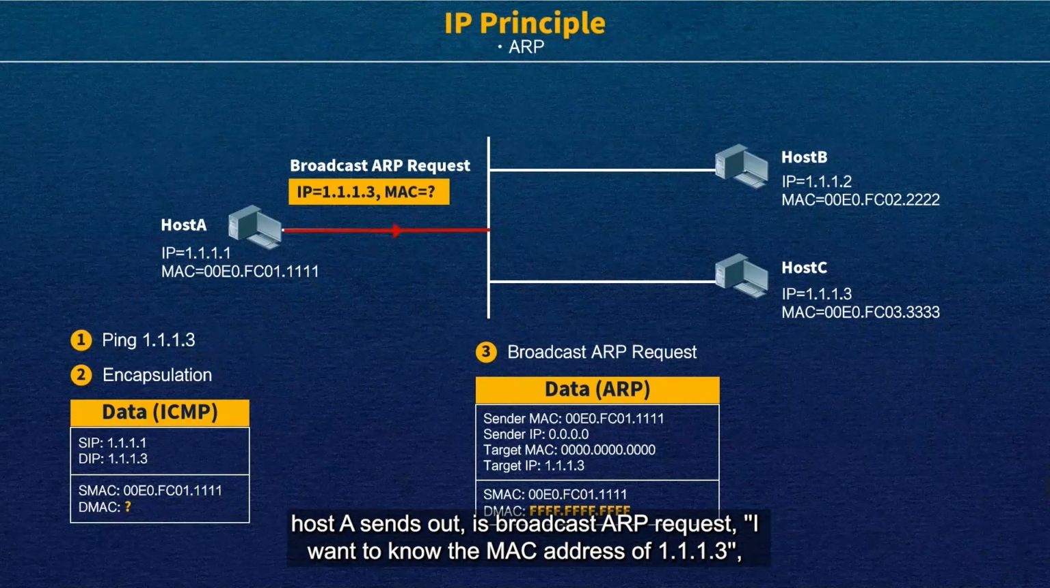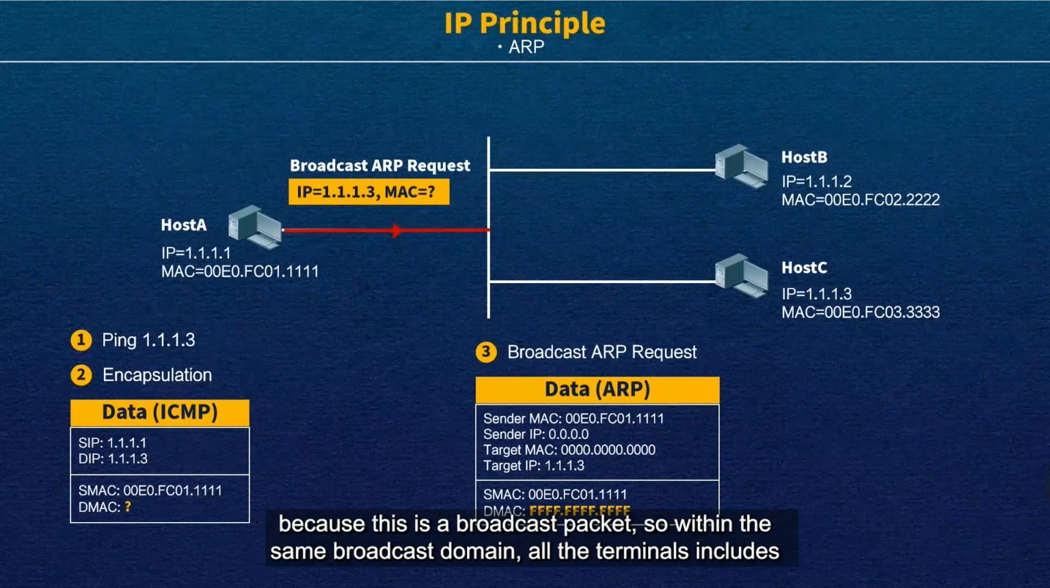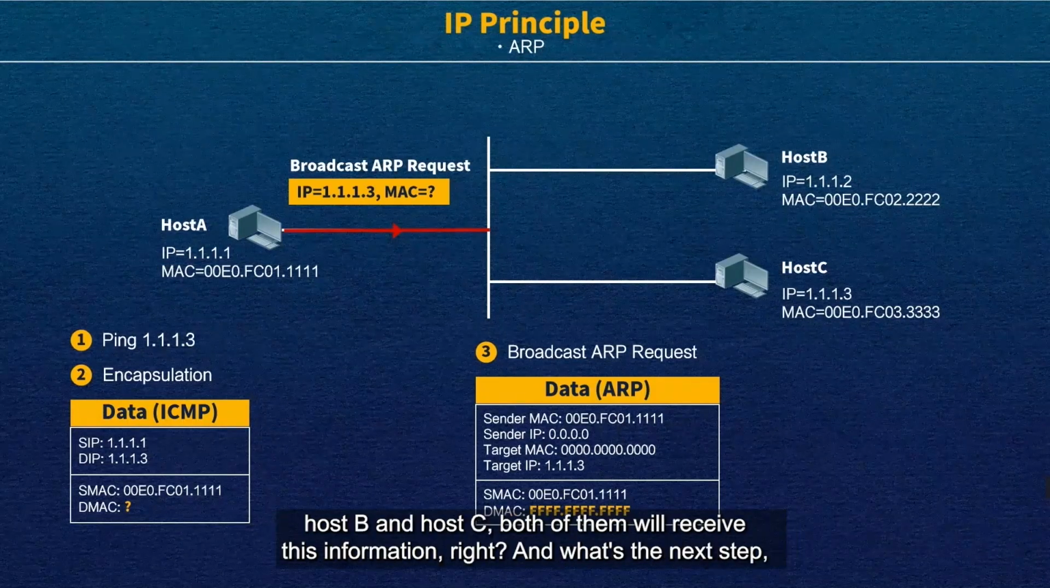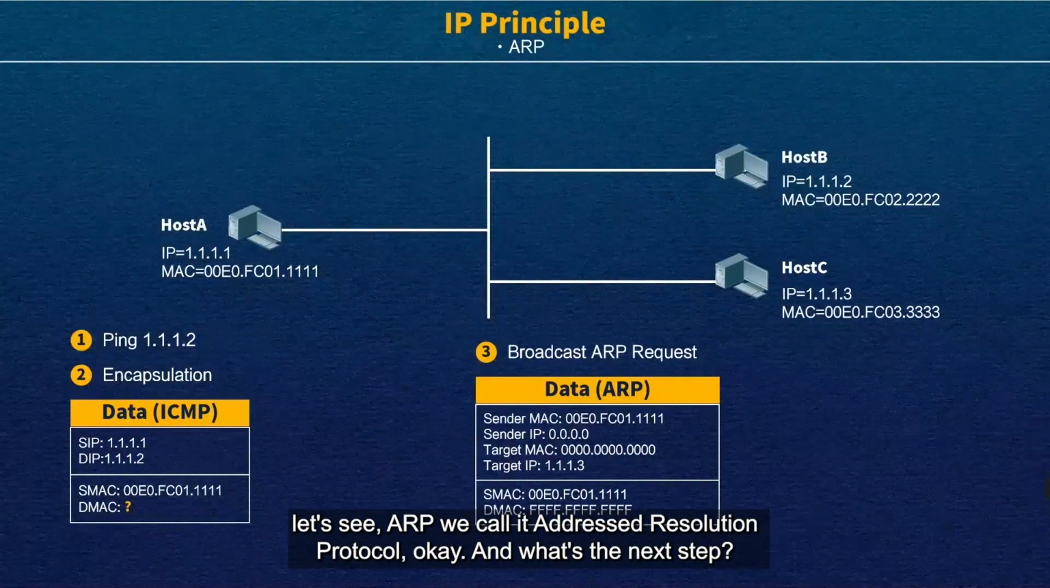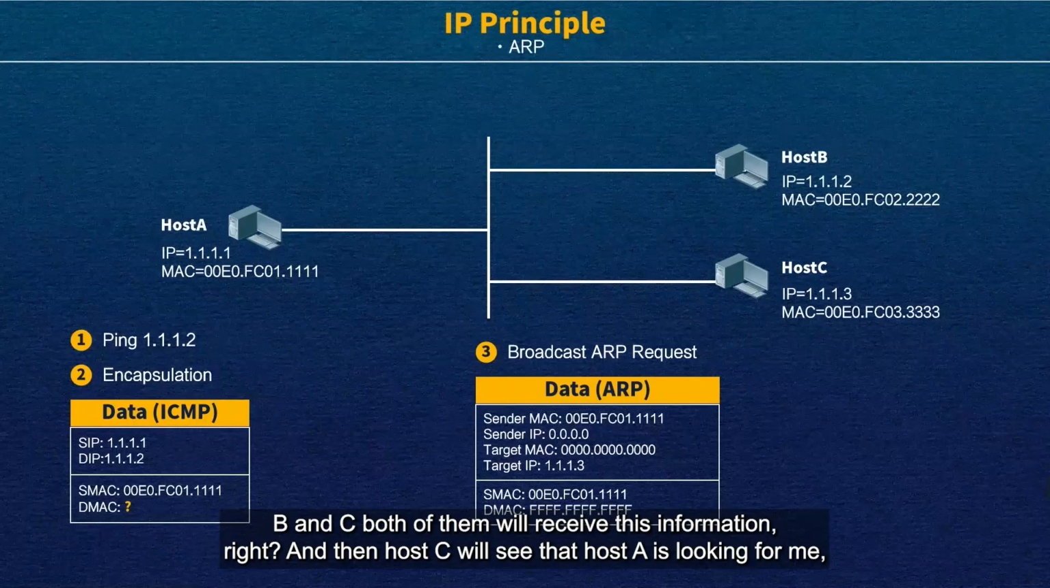I want to know the MAC address of 1.1.1.3. Because this is a broadcast packet, within the same broadcast domain, all the terminals, including host B and host C, will receive this information, right? And what's the next step? ARP is called the Address Resolution Protocol. Okay, and what's the next step? B and C, both of them will receive this information, right?